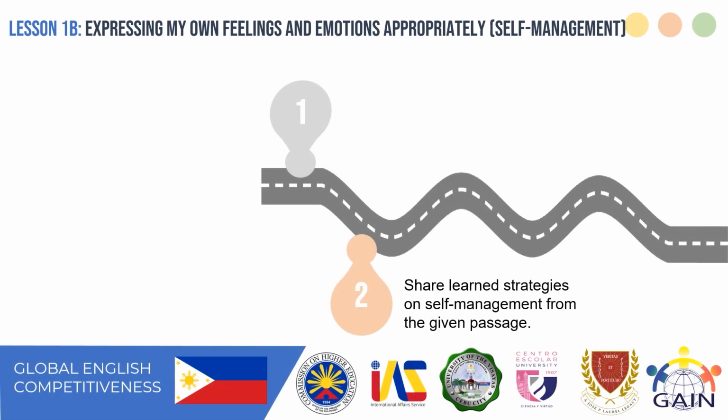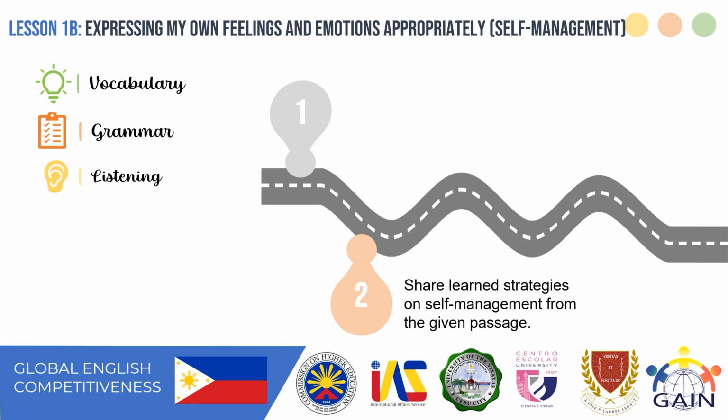And with that, we have covered our second can-do objective, which is to share learned strategies on self-management from the given passage. In this lesson, we looked into the words related to the term self-management. We discussed comparative and superlative descriptive adjectives. We also listened to an audio clip on the article expressing my own feelings and emotions appropriately. You did a self-assessment and discussed it with your partner. You also read an essay on saying it with feelings. And you wrote an essay on your insights on the given passage.